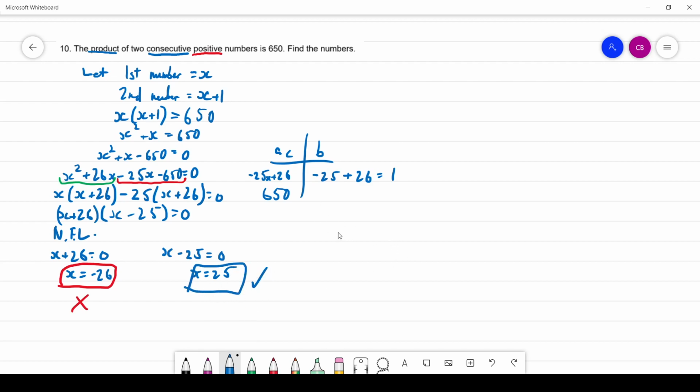x equals 25. That would mean the two numbers, you'll have to trust me, that says the word numbers, are 25, and remember, the first number was x, the second number x plus 1. So we just add 1 on. That's it. Those are the two numbers. It was just a quadratic problem all along.